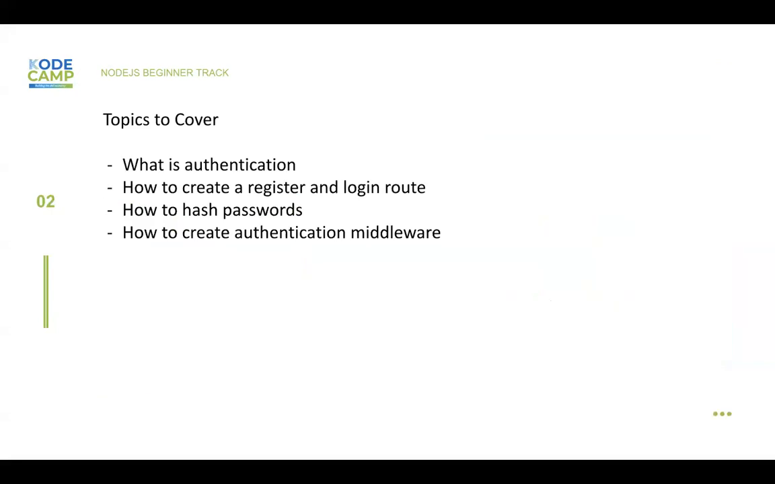Right, so now these are the things we are going to cover. We'll see what authentication is, how to create register and login routes, and then how we can hash passwords, and then also how we can create an authentication middleware. So we'll be able to create routes that if you're not authenticated, you can't use. But if you're authenticated, you can then use those routes.